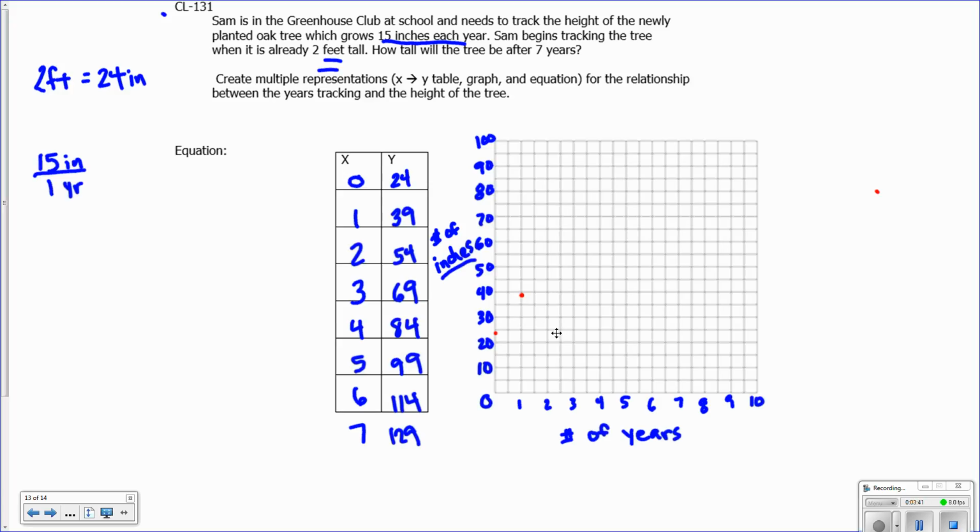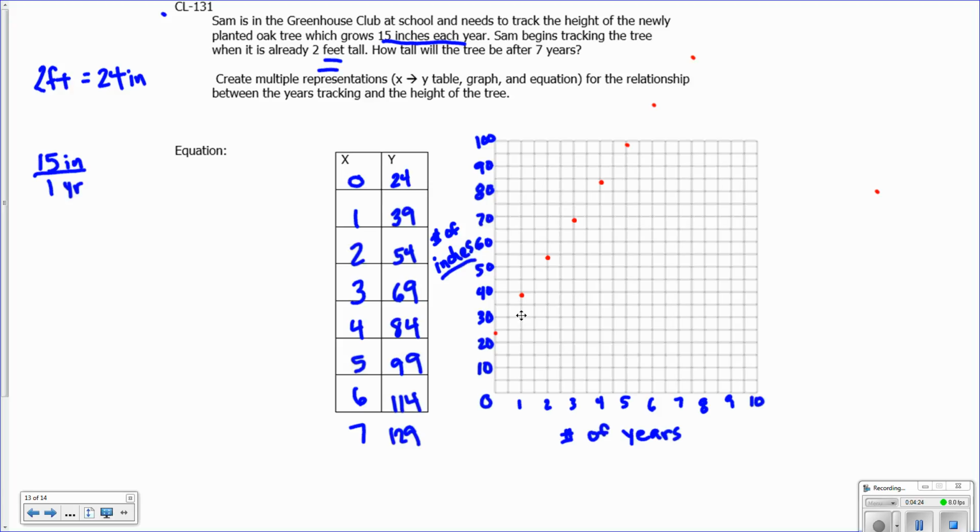2 years, we're going to be at 54. 3 years, we're going to be at 69. 4 years, we're going to be at 84. 5 years, we're going to be at 99. And you'll see here that I missed my 5 there, first of all. Let's fix that. Nobody's perfect, right? Just most of the time. Let's see, 6 years it would have been up here, and 7 years would have been up there.